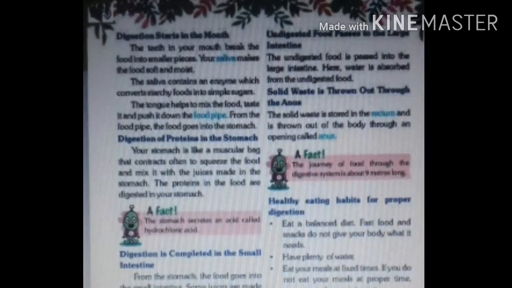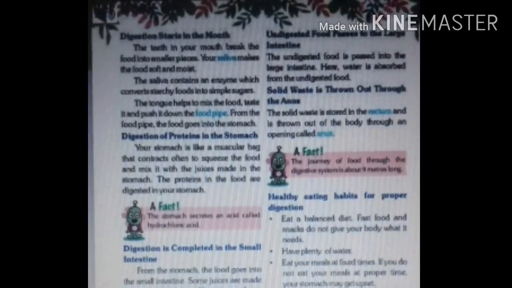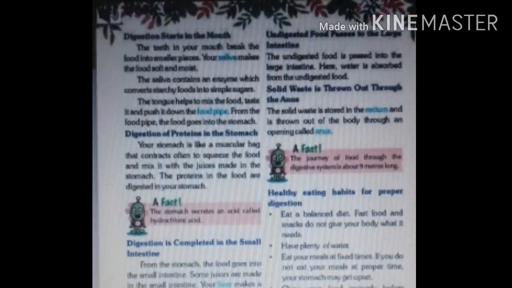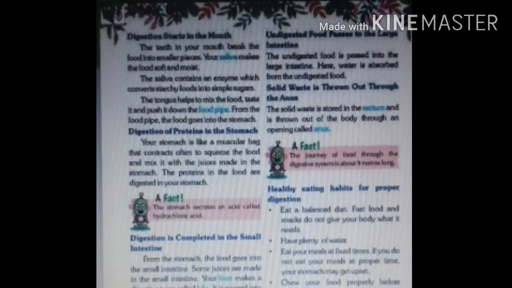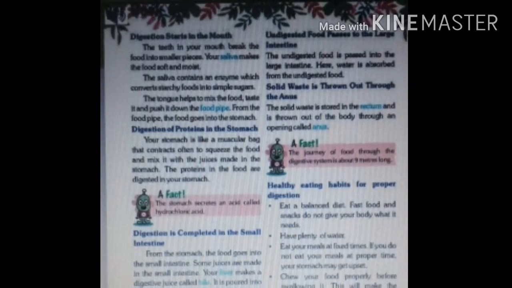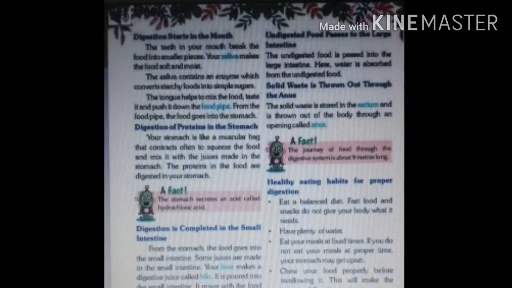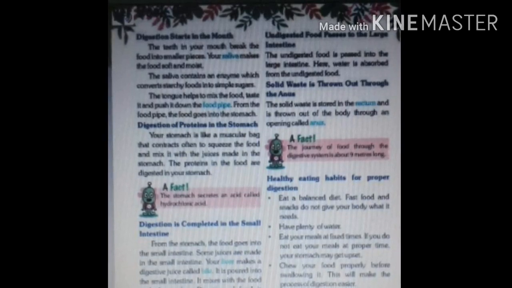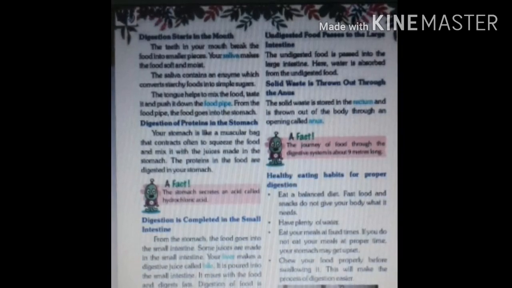From the food pipe, the food goes into the stomach. Now, digestion of protein in the stomach. Your stomach is like a muscular bag that contracts often to squeeze the food and mix it with the juices made in the stomach. The protein in the food is digested in your stomach. And see this fact, the stomach secretes an acid called hydrochloric acid.